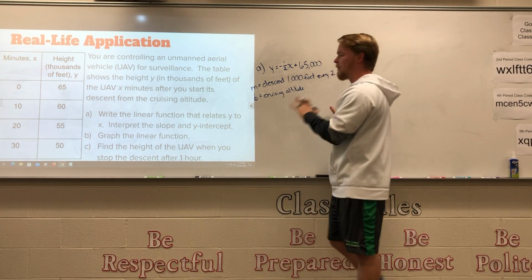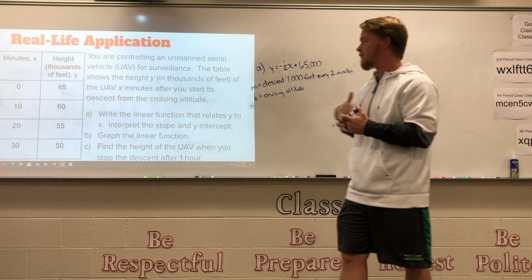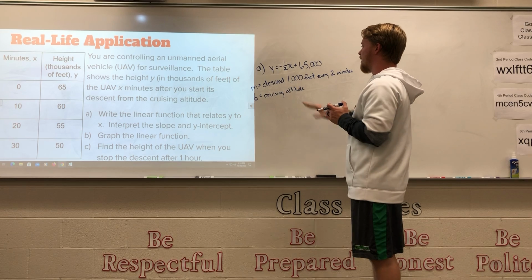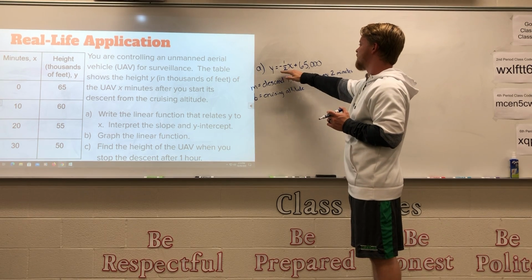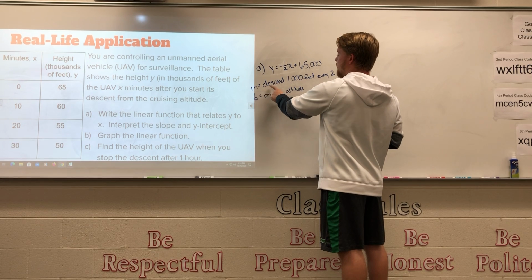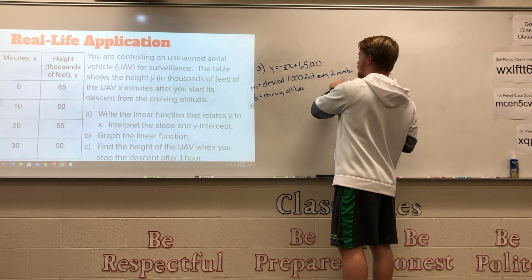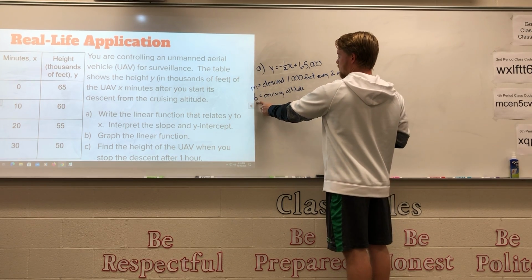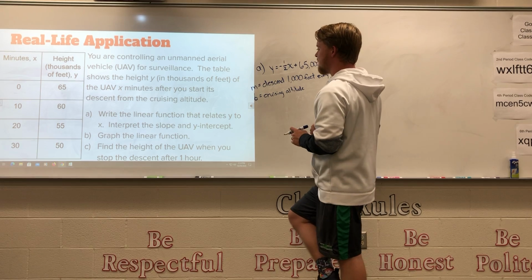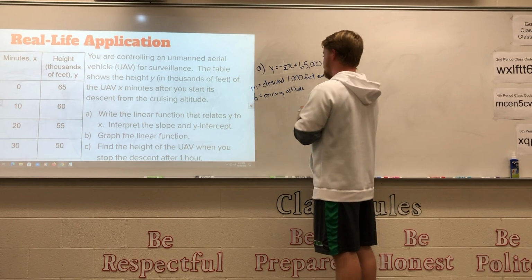And I know there's a lot going on in this problem, but it's good to be able to break all this stuff down. So, that answers part A. We got our y equals mx plus b figured out, and then we know that our slope means that we descend 1,000 feet every 2 minutes, and my cruising altitude is my b, or my y-intercept. Alright, so part B says graph the linear function.